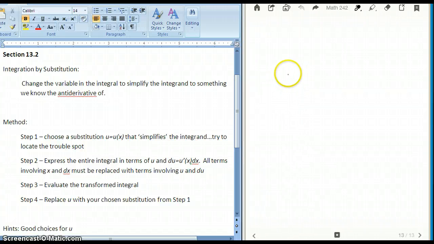Hi 242. So in this video and the next video, we're just going to be working through some examples using this technique for integration by substitution that we presented in our last video. So remember, this one is useful for changing the variable and for handling some integrals that we don't immediately know how to find the antiderivative of.